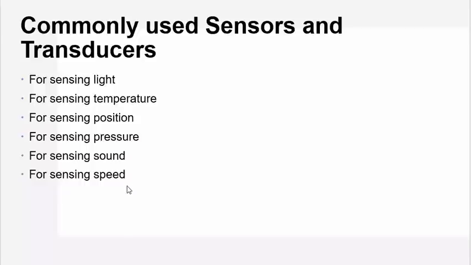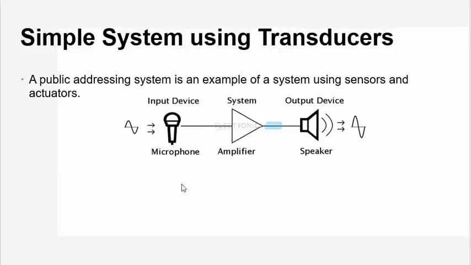For sensing speed, the sensors used are the tacho generator and Doppler effect sensors, and the actuators are motors and brakes. These are commonly used nowadays for self-driving cars, which use speed sensors for actuating the motor and the brakes of the vehicle. The illustration here is a simple system using a transducer. It is made up of a microphone and an amplifier. The device with the input function is the microphone, which senses the sound signals, as you can see here, and transforms them into electrical signals.